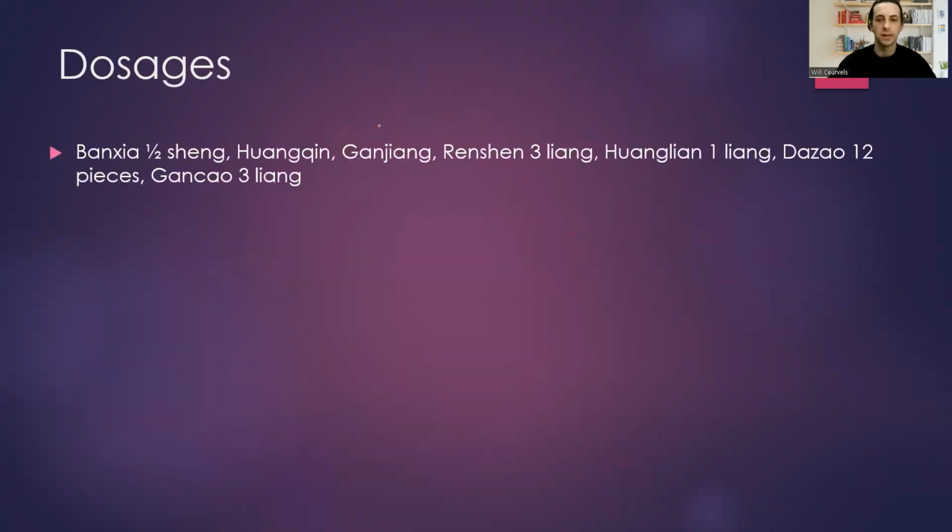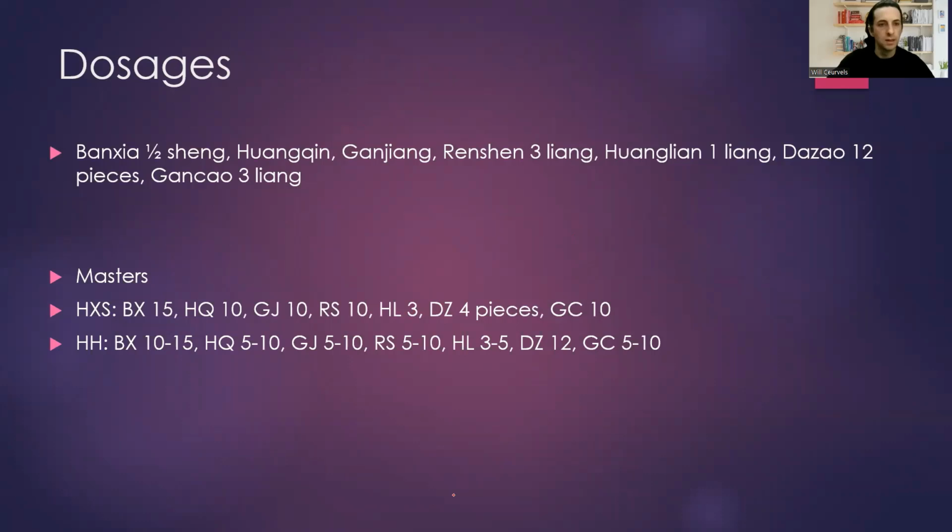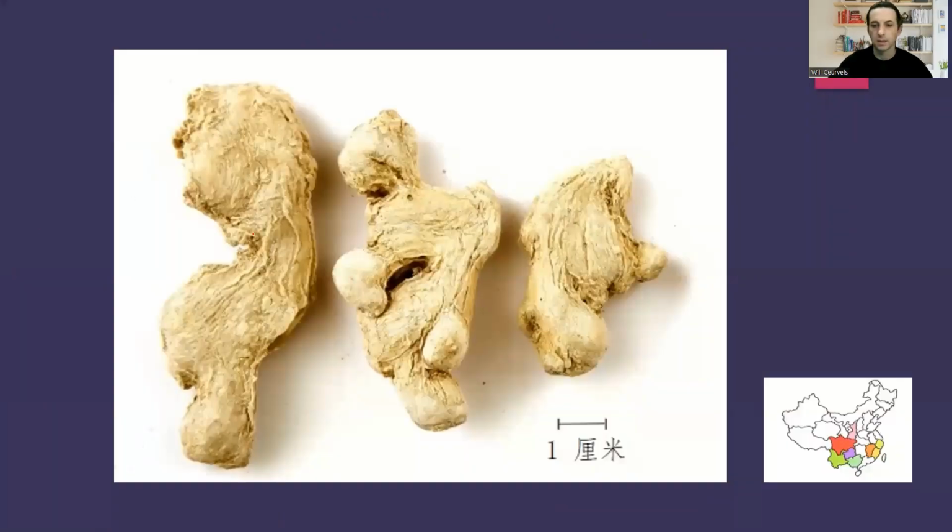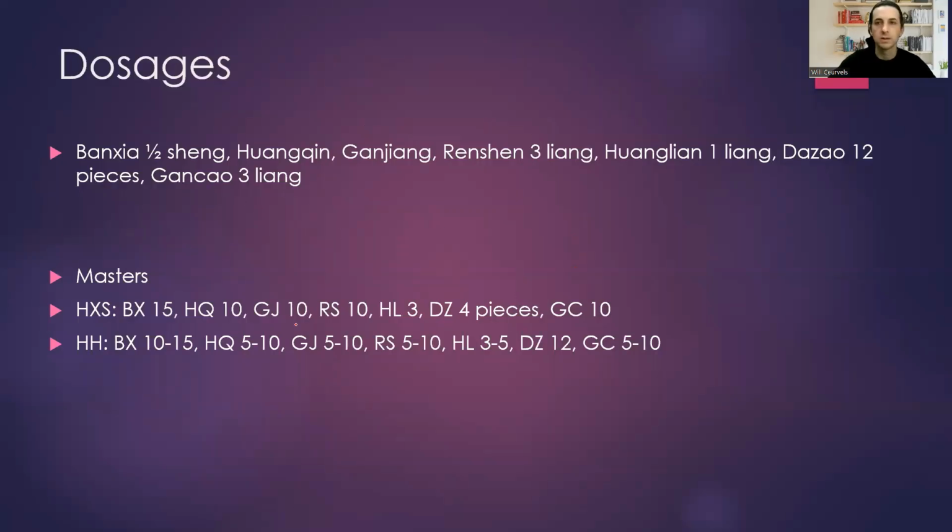So let's look at the dosages now. First of all, in Banxia Xiexin Tang, we have Banxia, Huangqin, Ganjiang, Rensen, Huanglian, Dazao, and Gancao, sorry. And so we have some different recommendations here. Hu Xishu has Banxia at 15, Huangqin at 10, Ganjiang at 10, Rensen at 10, Huanglian at 3, Dazao 4 pieces, Gancao at 10. Now, of course, again, this Rensen can also be switched out for Dangshen.